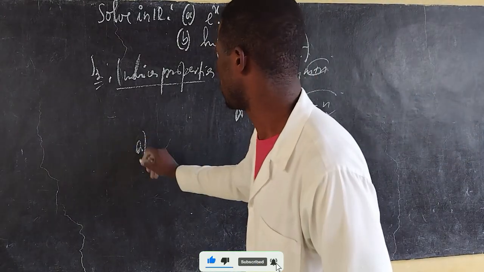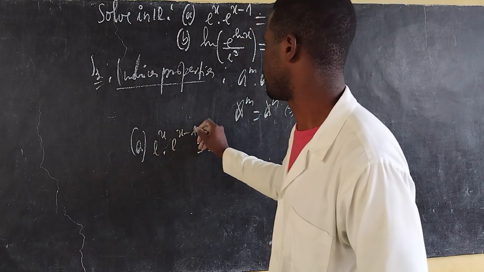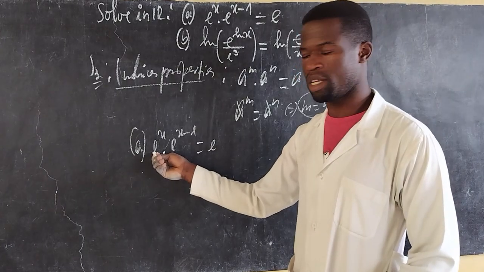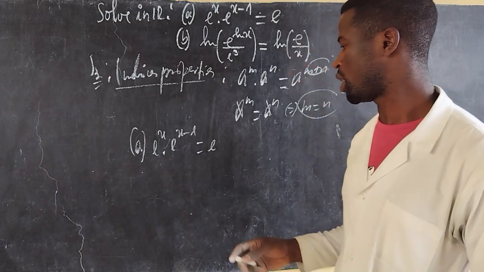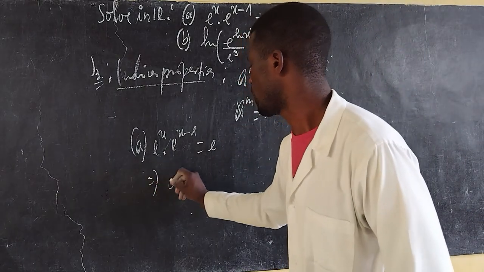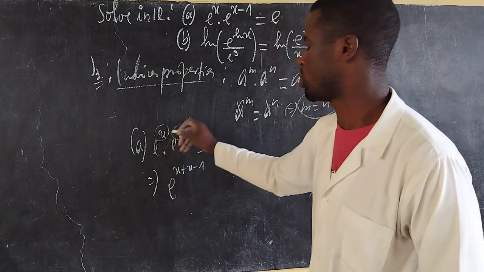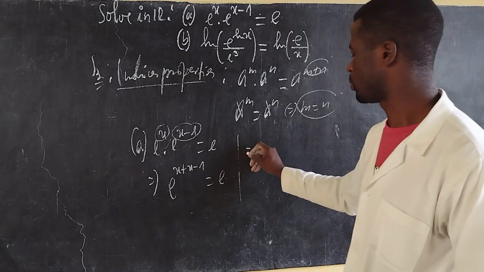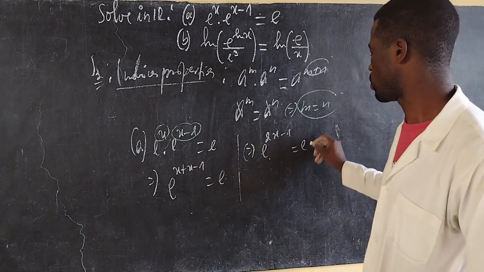Here we have e to the power x times e to the power x minus 1 is equal to e. Here we are making a multiplication. The base here is e, and this one is e. E means that it is an exponential. By using the above property, you can find e to the power x plus x minus 1, you take this power and add it to this one, which is equal to e. And this will be e to the power 2x minus 1 is equal to e.